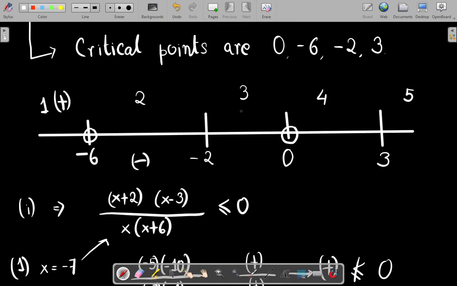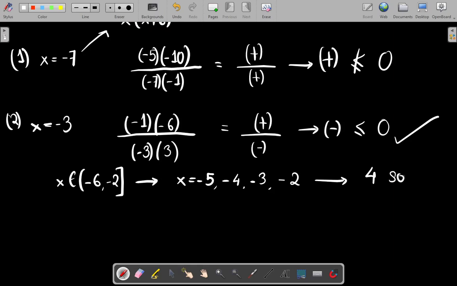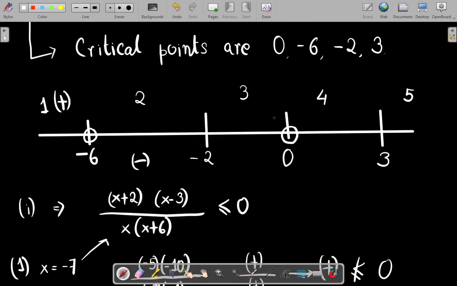So from minus 6 to minus 2, how many integers are there here? If x belongs to minus 6 comma minus 2 included, minus 6 is excluded but minus 2 is included, so this will give me x equal to minus 5, minus 4, minus 3, minus 2. So I get 4 solutions from this region. From this interval I get 4 solutions. Now I will look at the other 3 regions for the other solutions.